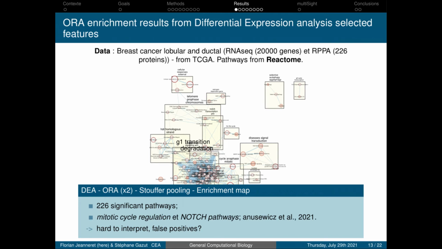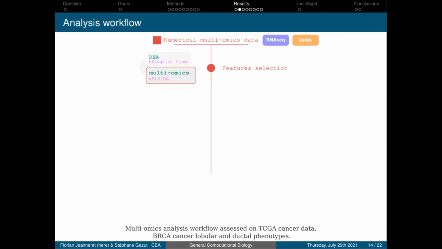In fact, we have more than 200 significant pathways, and there are no pathways very specific to the differences between lobular and ductal phenotypes. So it's hard to interpret with this kind of workflow. So we propose to replace the differential expression analysis by a multi-omics one, named SPLSDA.